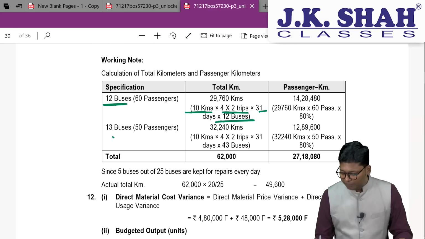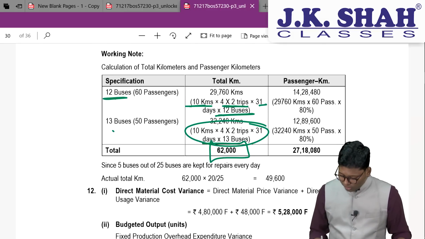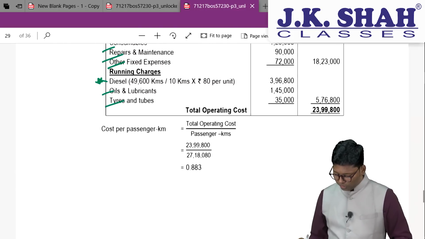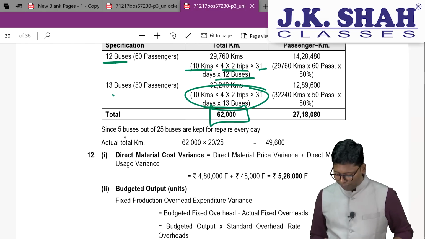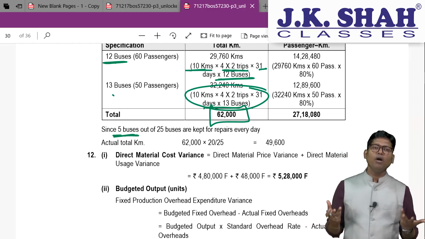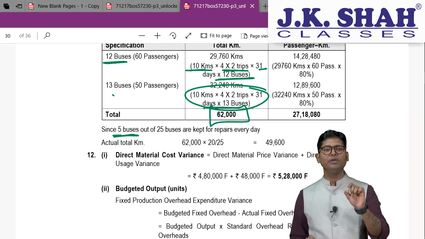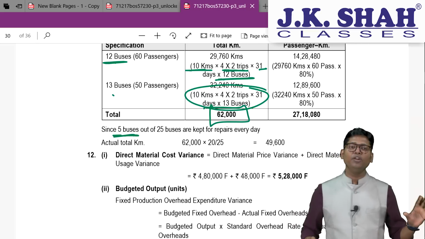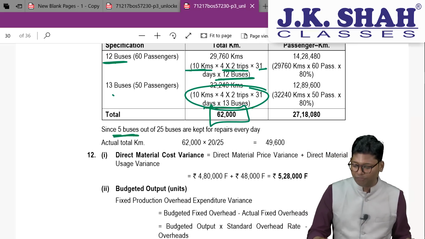Then for 13 buses, the same calculation is repeated. Okay, this is your total kilometer, 62,000. Now 62,000 is your total kilometer, and along with that, see here, 5 buses are for repairs. Out of 25 buses, not all 25 buses are working on a daily basis. Every day, total 5 buses are garaged, that is, 5 buses are in a non-working situation. So 62,000 is the total kilometer for 25 buses.